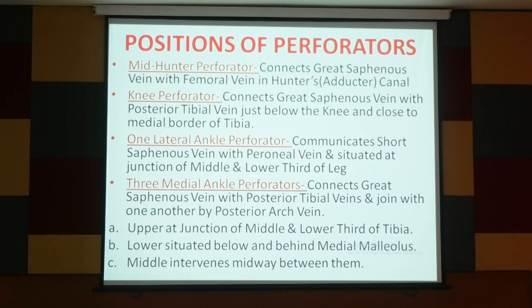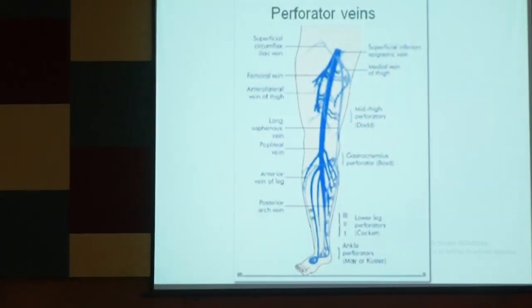One lateral ankle perforator communicates the short saphenous vein with the peroneal vein and is situated at the junction of the middle and lower third of the leg. Three medial ankle perforators connect the great saphenous vein with the posterior tibial veins and join with one another by the posterior arch vein. The upper is at the junction of the middle and lower third of the tibia, the lower is situated behind the medial malleolus, and the middle intervenes midway between them. Now, when you read a bone, now perforator veins, again I have shown you the same illustrations.